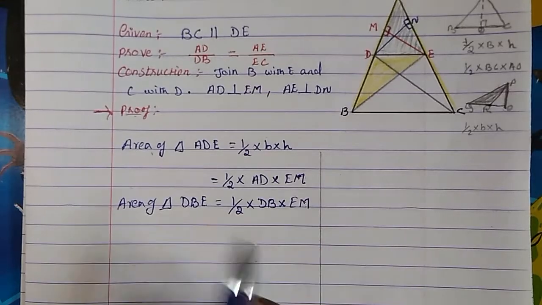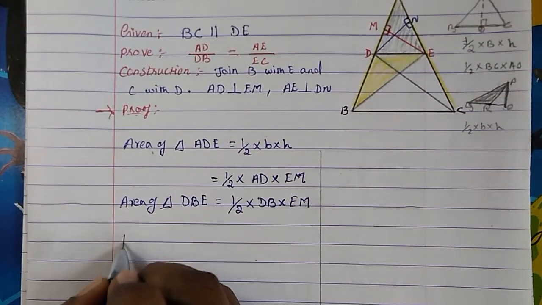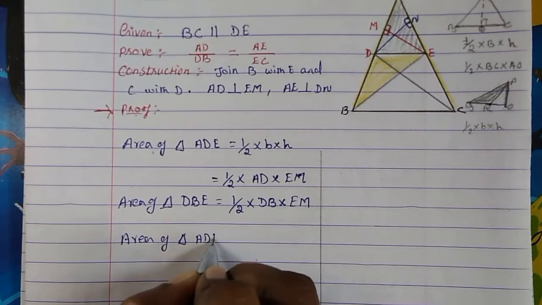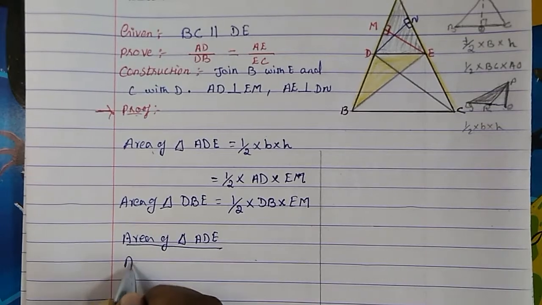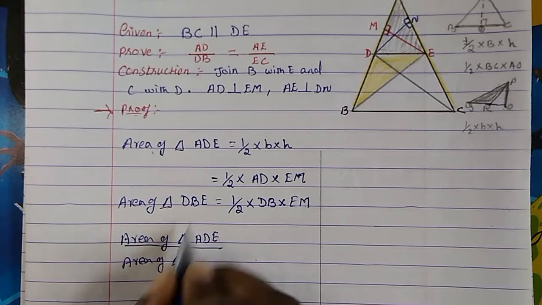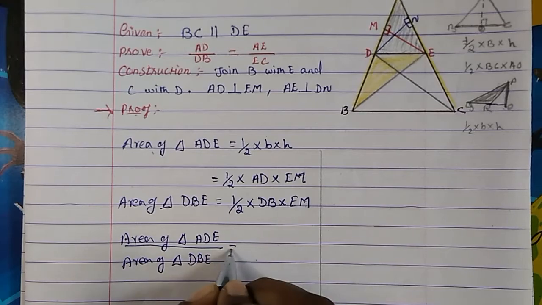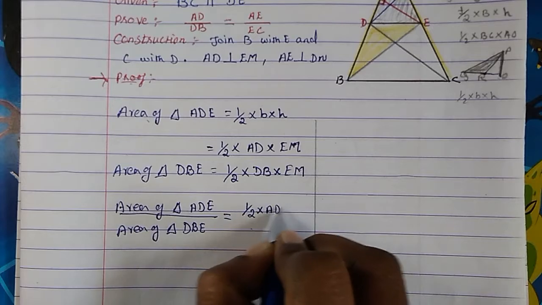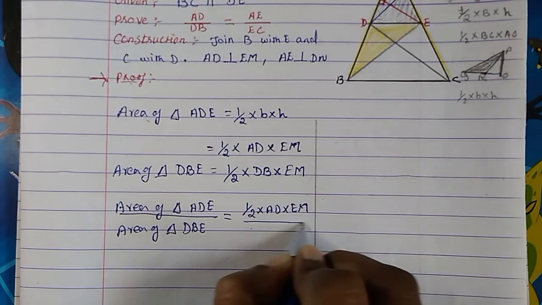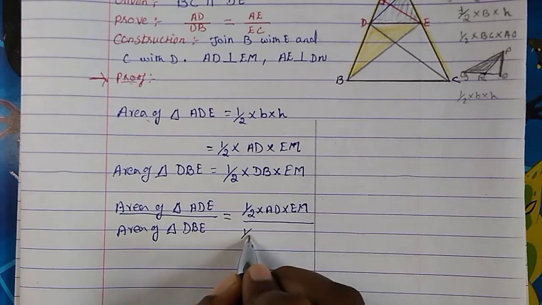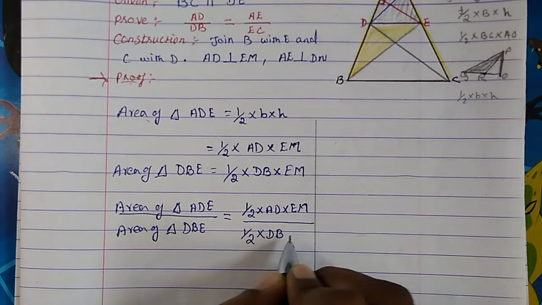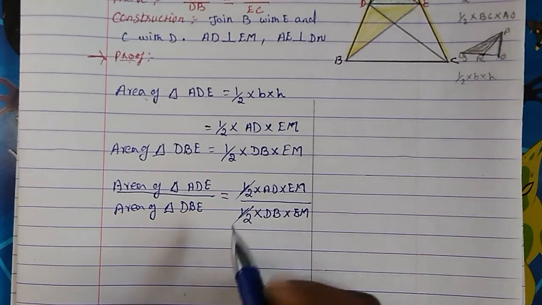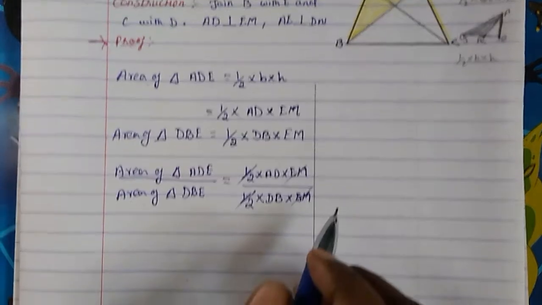Now let's write the ratio of these triangles. Area of triangle ADE upon area of triangle DBE will be equal to half into AD into EM upon half into DB into EM. So what do we get? Half gets cancelled, EM gets cancelled. So what are we left with?